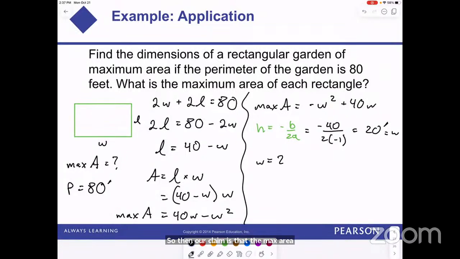Our length, let me see. We said that the length was 40 minus w. So 40 minus 20 is 20. And so the maximum area is going to be, plug in 20. Let me see, 40, 20, 400. Let's plug it in there. 20 times 20, so 400 square feet.